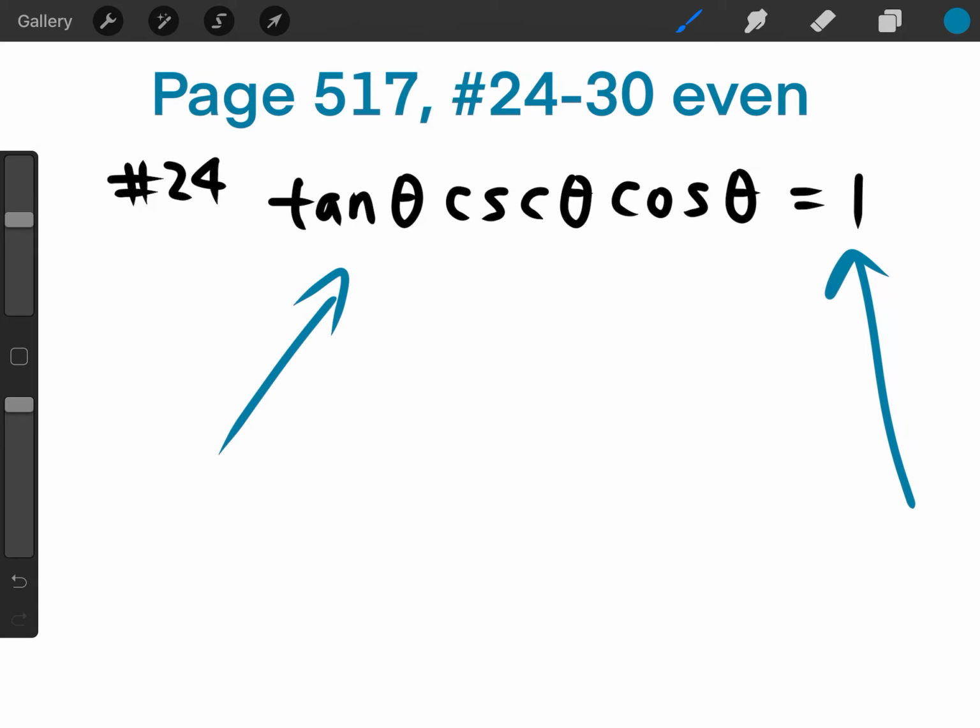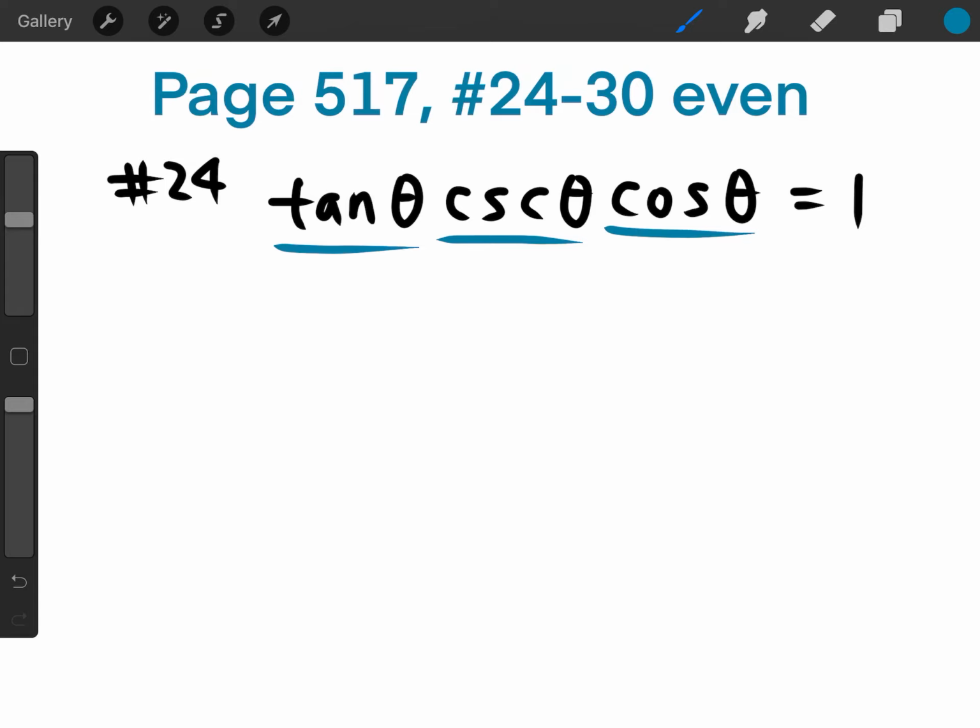Okay, number 24. I want you guys to prove that the left side is equal to the right side. You're going to play around with it. Just think of it as a game. Okay, let's try this. First of all, tangent, and then cosecant, and then cosine. How do I play with this so it equals 1?